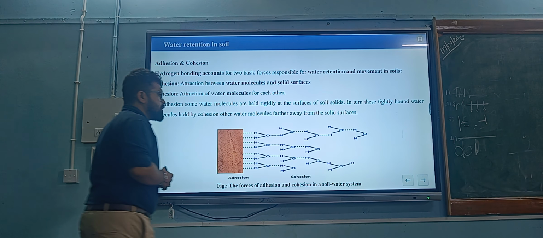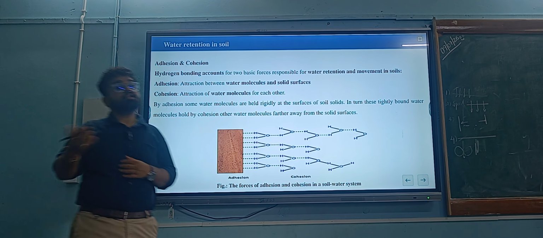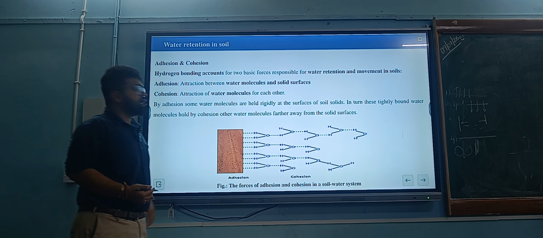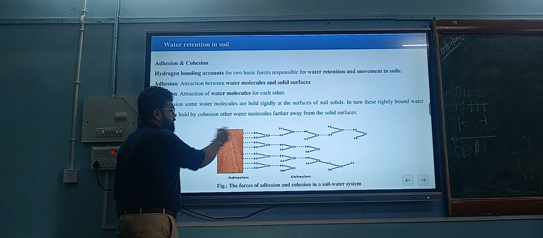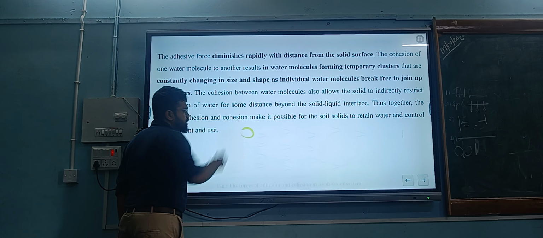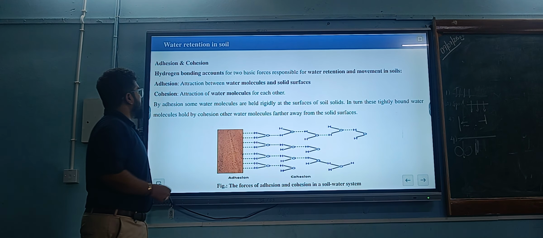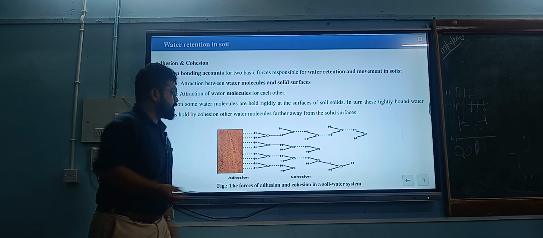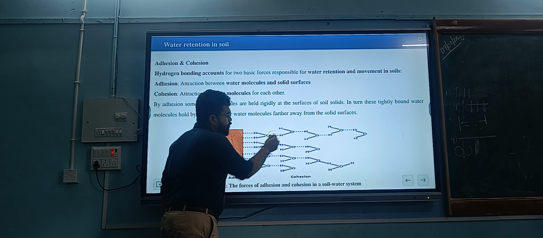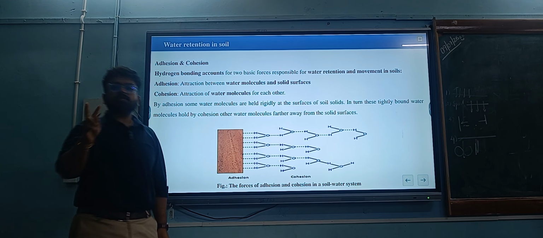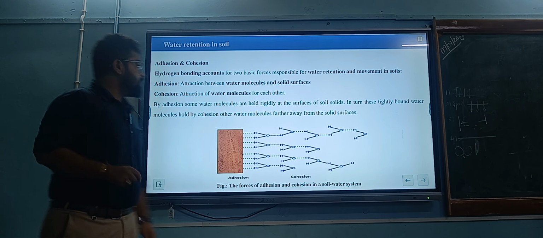As you all know, you have studied in your PUC, what is adhesion and what is cohesion? Adhesion means attraction between water molecules and the solid surface. If this is a solid surface and H2O water molecule, this attraction force we call adhesion. And what is cohesion? The attraction of water molecules for each other. The attraction of water molecules for each other we call cohesion. And these two major forces determine the water retention in the soil.